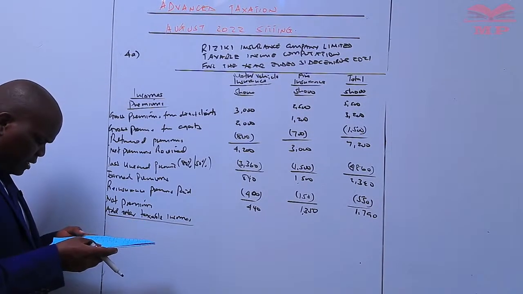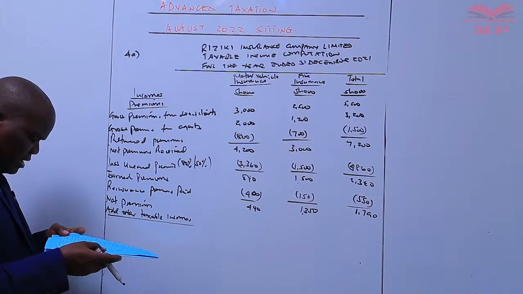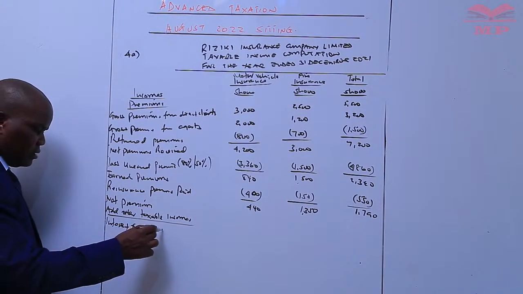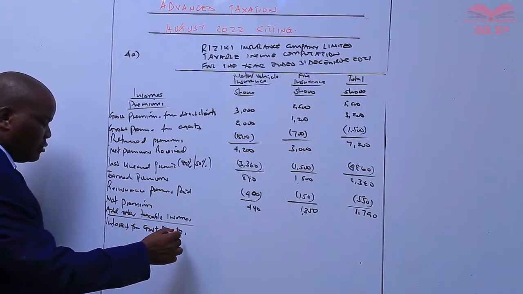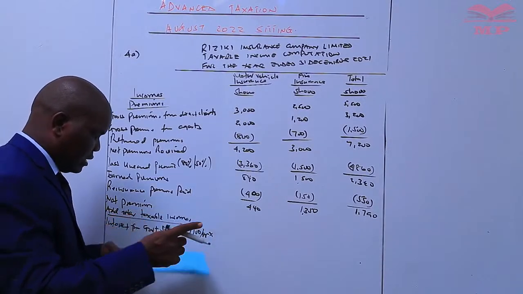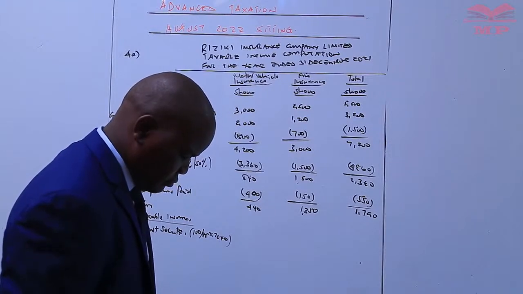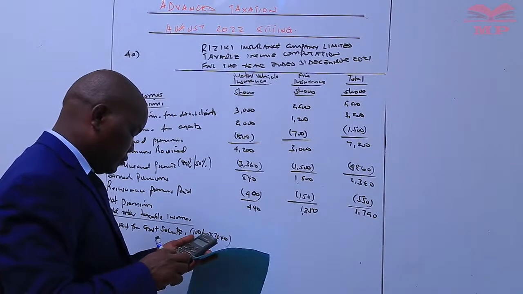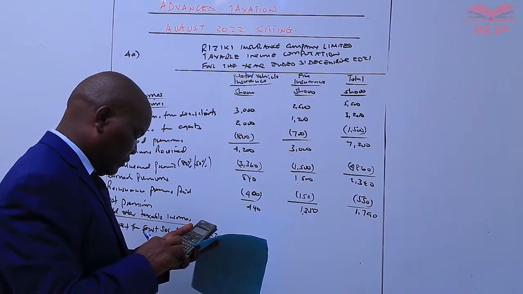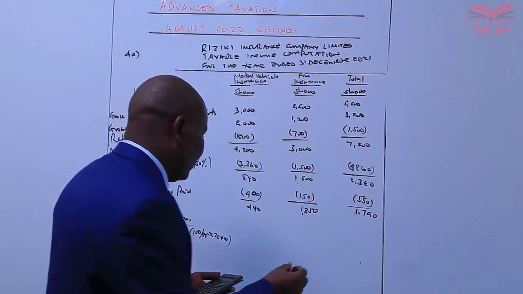One, we have what they are calling in note 4 investment income. One, we have interest from government securities. So we write here interest from government securities. So the amount is net, so we gross it. So we shall do 100 over 85 of 2040. We do that together. 100 over 85 times 2040. That gives me 2400, 2.4 million. We add it here.